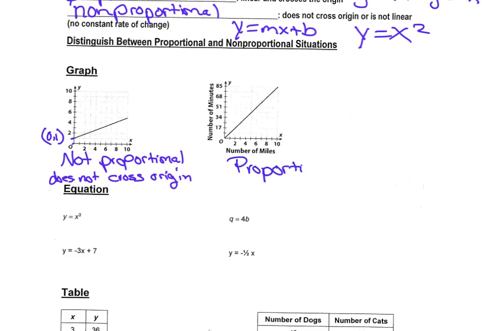And the reason we know it's proportional is because it's linear. It's a line, right? And crosses the origin. Crosses at the origin. So that's how you tell from a graph. First you have to see if it's a line. If it crosses the origin, it's proportional. If it does not cross the origin, it's not proportional.